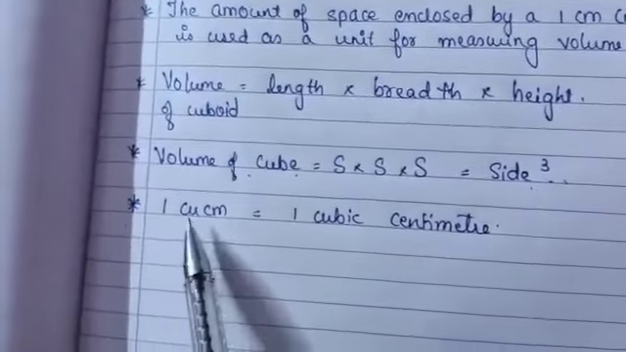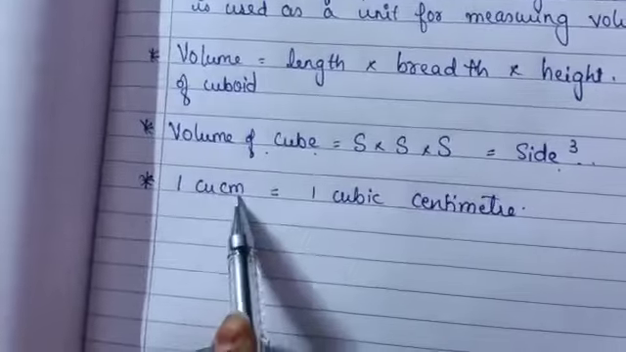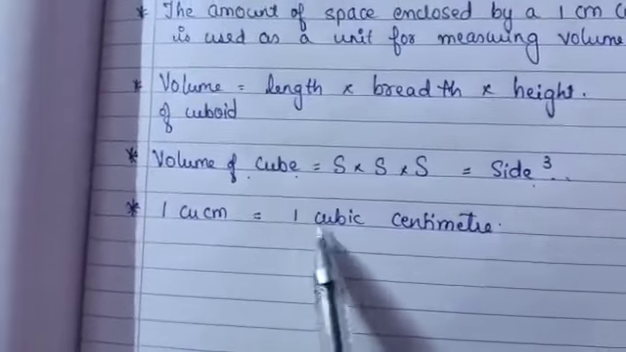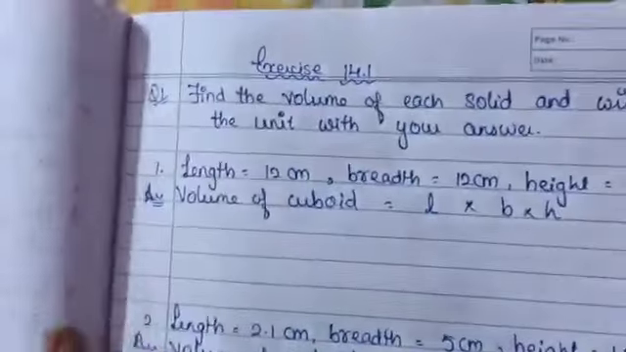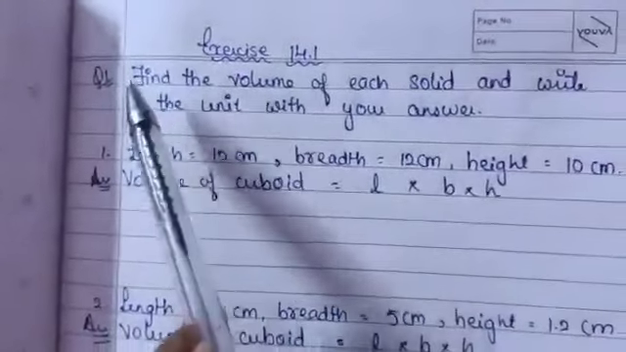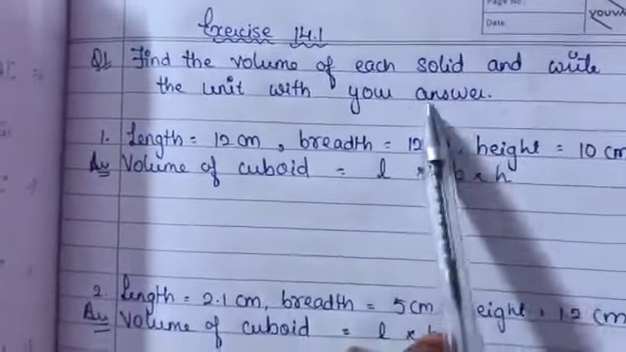Now there is 1 cubic centimeter. We will read it as cu cm, that is cubic centimeter. It is read out as 1 cubic centimeter. Now we will start exercise 14.1. Question number 1, find the volume of each solid and write the unit with your answer.